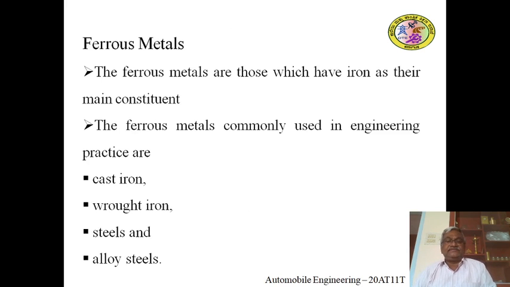Ferrous metals. The word ferrous is a Greek word for iron. The ferrous metals are those which have iron as their main constituent. So the iron is the main constituent in the metal. Such metals are called ferrous metals. The ferrous metals commonly used in engineering practice are cast iron, wrought iron, steels and alloy steels.